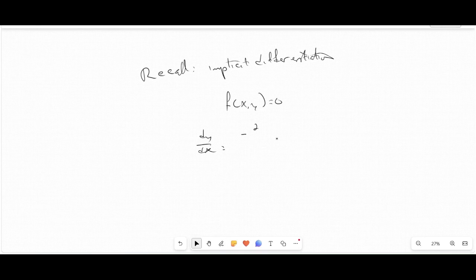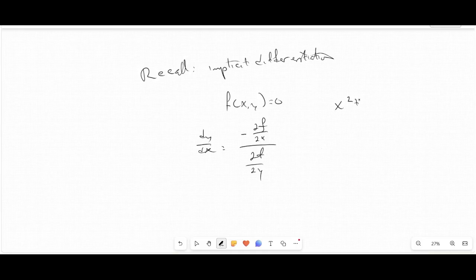Do they teach this? I think they teach this, but they don't tell you that. Well, okay, I'm going to do a quick example in a second. Negative partial f partial x over partial f partial y. So the implicit differentiation you would have seen might be something like this.